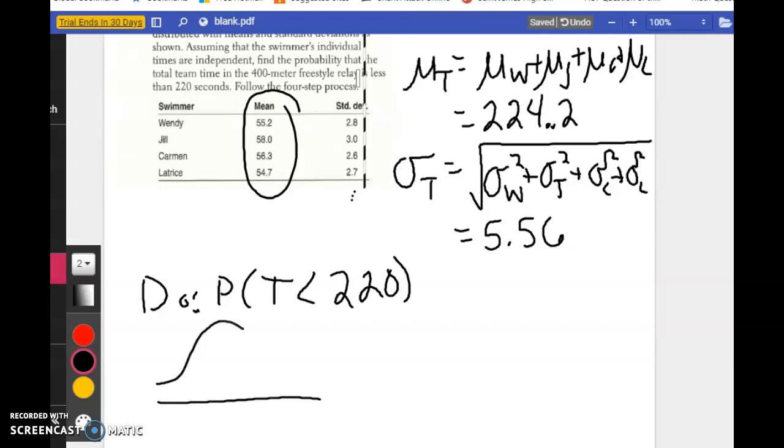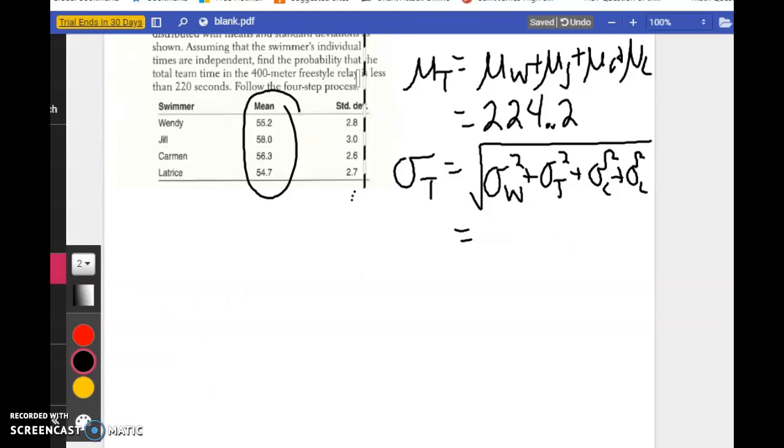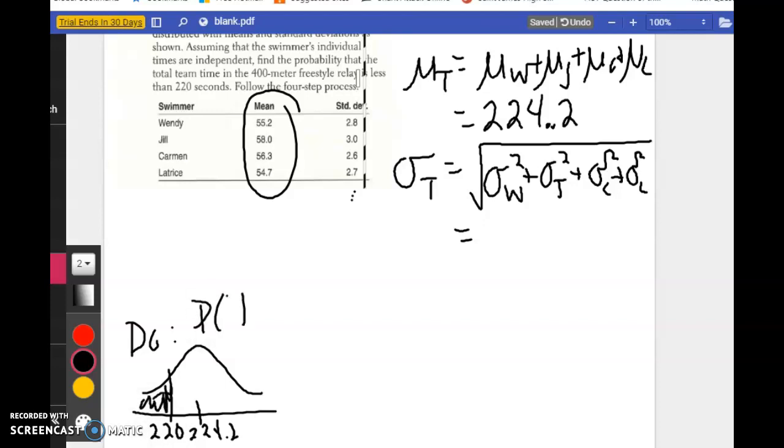So I draw my normal curve, my mean's now in the middle, 224.2. 220 is somewhere down here. And, oops, sorry, less. My wrong shading. The picture's gone. My shading should have been over here, for the probability the total time is less than 220.